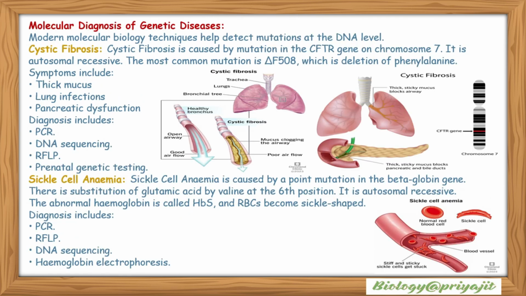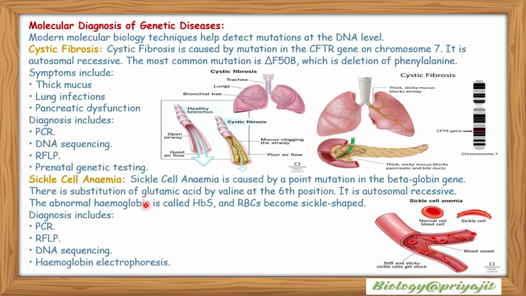Molecular diagnosis of genetic disease. Modern molecular biology techniques help detect mutations at the DNA level. We know cystic fibrosis is caused by mutation in the CFTR gene on chromosome 7. It is autosomal recessive. The most common mutation is delta F508, which is a deletion of phenylalanine. Symptoms include thick mucus, lung infections, and pancreatic dysfunction. Diagnosis includes PCR, DNA sequencing, RFLP, prenatal genetic testing, etc.